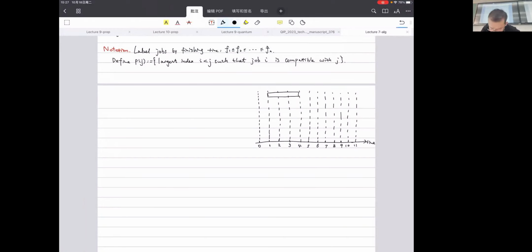Let me actually use the red color to make it look more clear. So this is 1. This is 2. Let's assume that this is 3. We want to see some cases where it is a little bit complicated. So let's assume that job 3, although it finishes quite late, actually starts quite early. So this is 3, and this is 4. Maybe this is 5, and this is 6. Maybe this is 7.